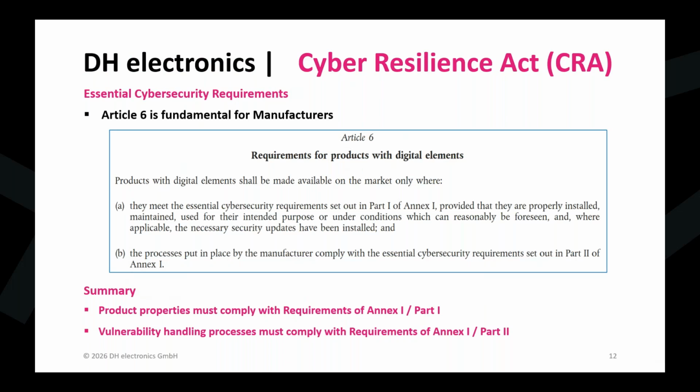For today's topic and audience, Article 6 of the CRA is one of the most fundamental articles, and it's also a good starting point to understand the overall logic. The key takeaways are: the product you place on the market must comply with the essential cybersecurity requirements specified in Annex 1, Part 1. And the manufacturer must ensure that its vulnerability management processes also comply with CRA's Annex 1, Part 2, as also referred to in this article.